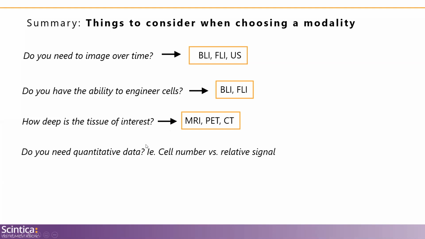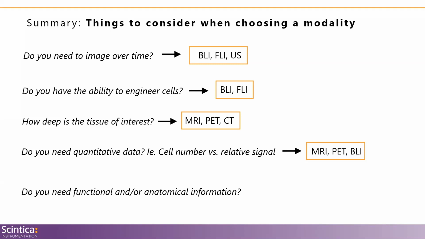Do you need quantitative data? And I always like to say, how quantitative do you need? Because quantitative, of course, means a lot of things, and this can be different for each modality. So whether you need an exact cell number, so how many cells have got to a specific location, versus maybe you just care about the relative difference in signal between groups.